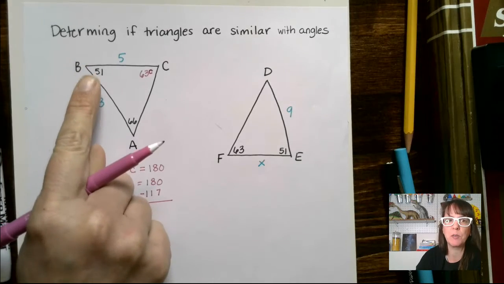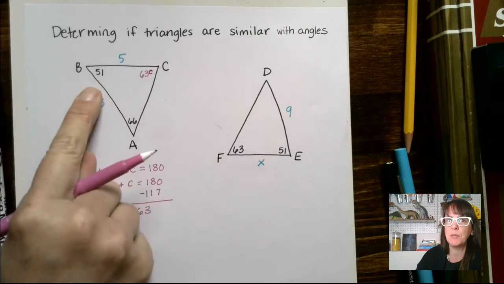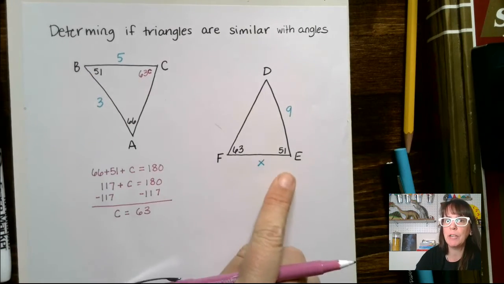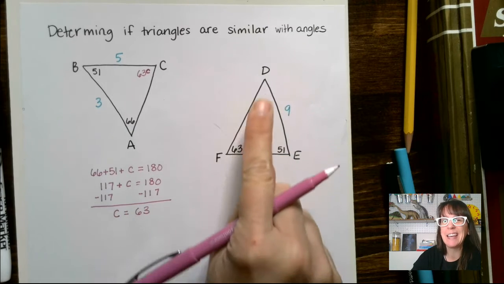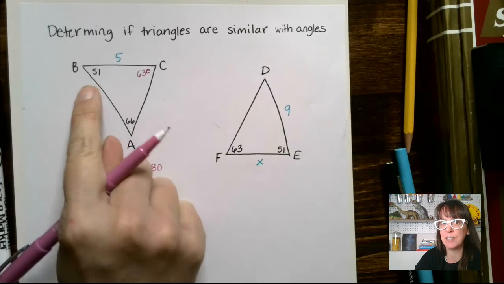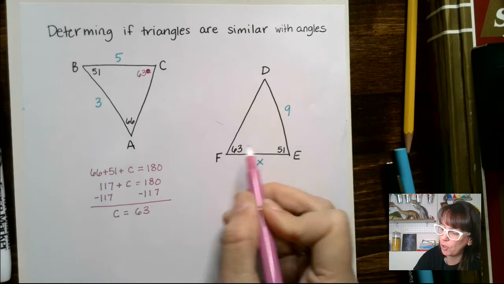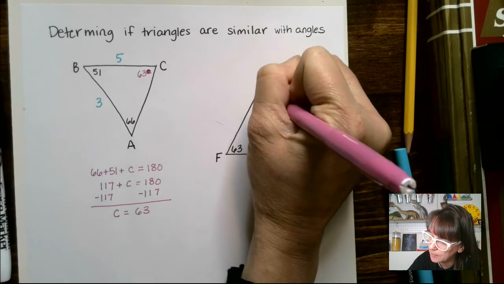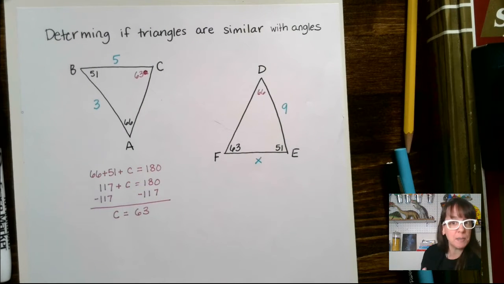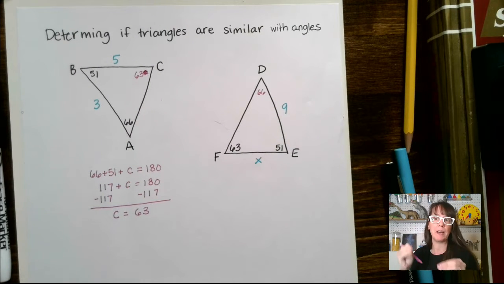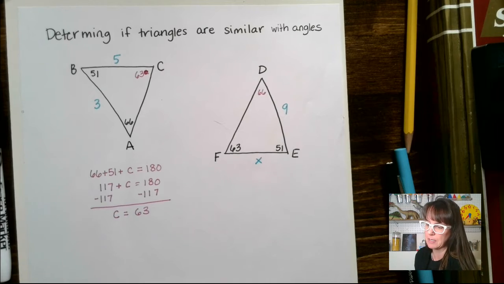That means we have a triangle with 66, 51, and 63. Over here we have 51 and 63, so this is going to have to be 66, and that one is going to have to also be 66 right up here. So these triangles are similar because both of them add up to 180, but they also both have three angles that match. You need at least two angles that match, because then the third one will obviously match.